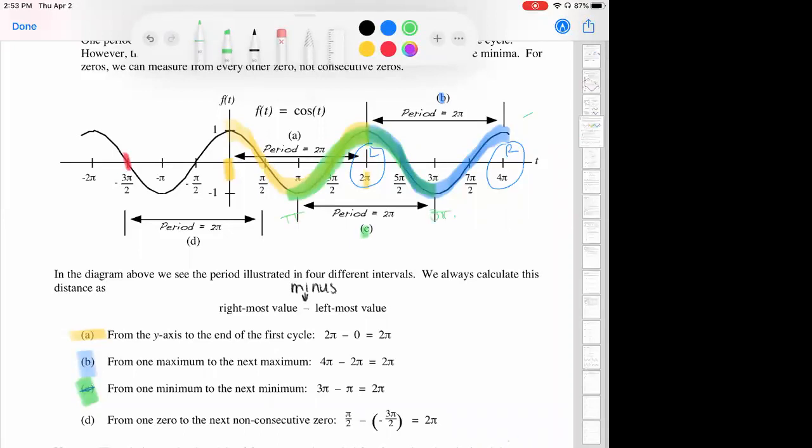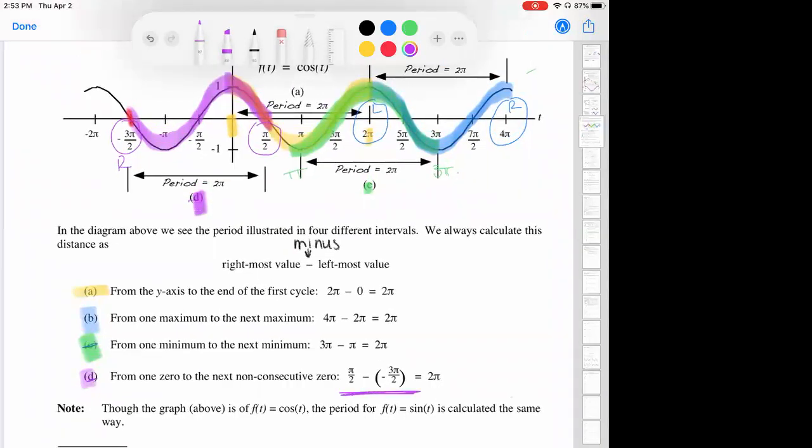For D, let's do that in purple. We have D right here. And we have this cycle right here. We begin at 0, so we end at 0. And again, our rightmost point is 2 pi. Our leftmost point is negative 3 pi over 2. And we have rightmost value, which is 2 pi, minus leftmost value, so minus negative. So be very careful here. Notice minus negative 3 pi over 2. We still get 2 pi.